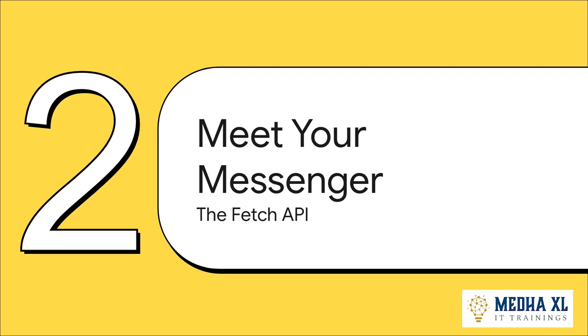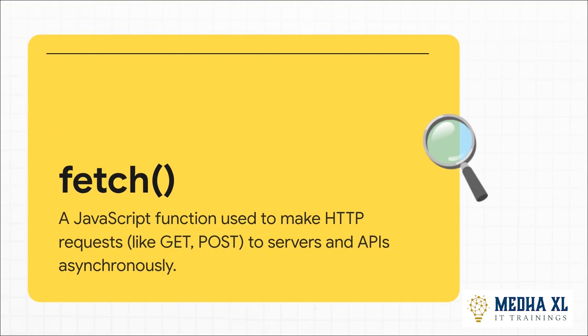Well, we need a messenger. We need a tool that's built right into our browsers, ready to carry requests and bring back data. And that messenger has a name: Fetch. So in more technical terms, Fetch is just a JavaScript function for making these network requests. Think of it like a built-in postal service for your browser. You can use it to ask for data, that's what we call a GET request, or to send new data, like a POST request. And that keyword, asynchronously, that's super important. It just means Fetch does its job in the background, so it doesn't freeze up your entire web page while it's waiting for the mail to arrive.